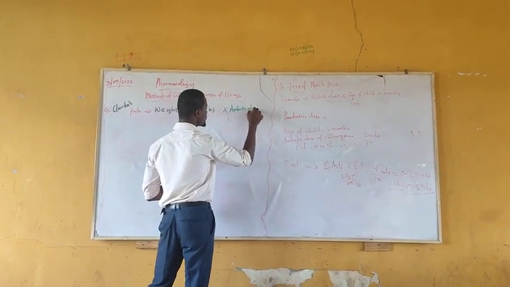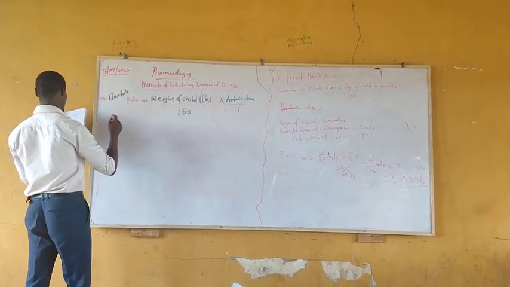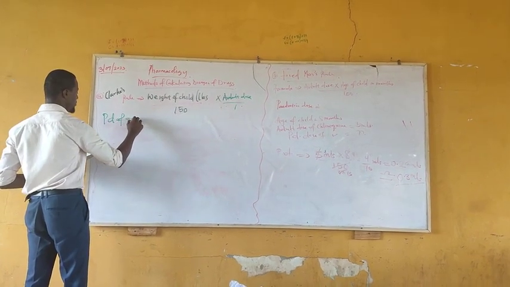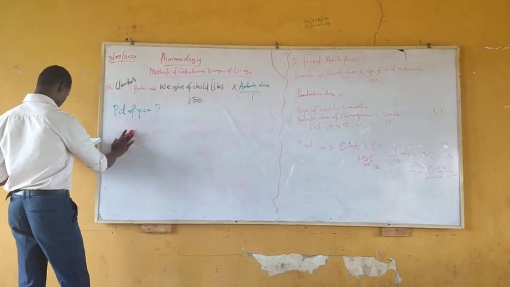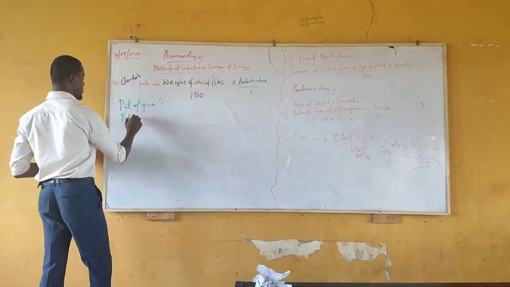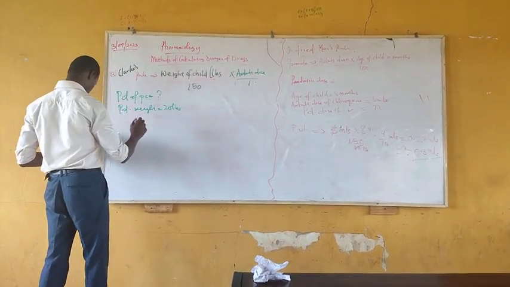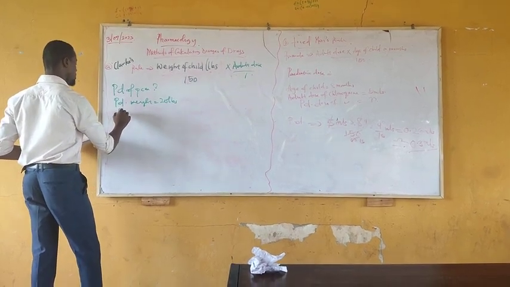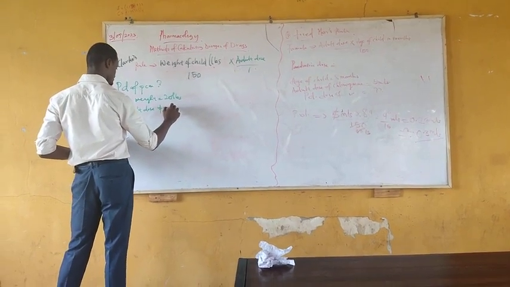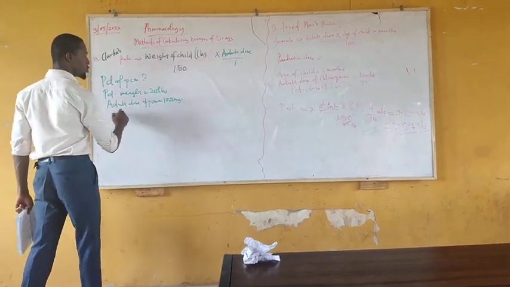Adult dose over 1. So once we have this for Clark's rule, what is the dose of paracetamol you give to a child? I have to calculate the pediatric dose of PCM for a child. The pediatric weight is 20 pounds, and the adult dose of PCM equals 1000 milligrams. So what do we do?